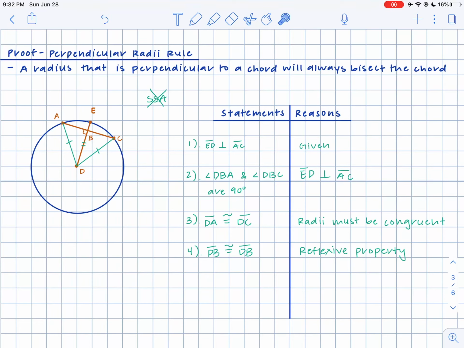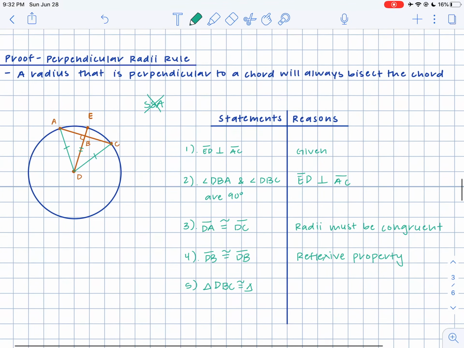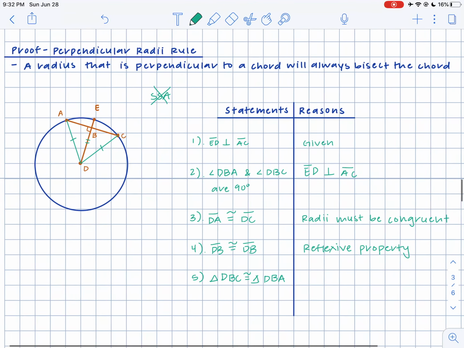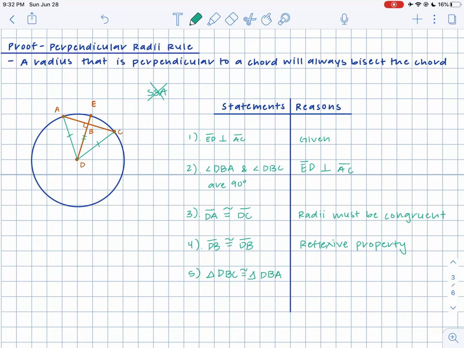But in this case, it's a right triangle. And we didn't go over this in previous videos, but since it's a right triangle, if two sides were congruent, then these two triangles are congruent. So we can conclude that triangle DBC is congruent to triangle DBA. And it's not the side-side-angle postulate. We didn't go over it, but it's called the RSH postulate.